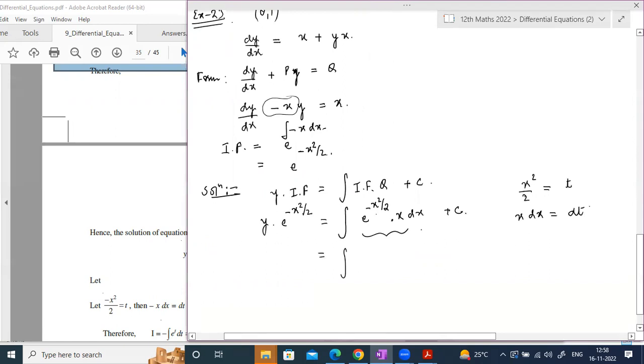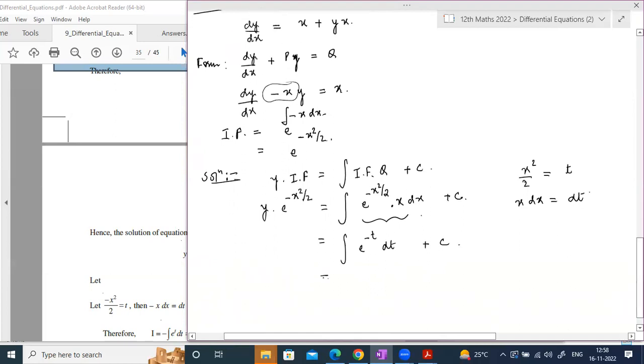So this integral will become the integral of e to the power minus t dt, isn't it? And the integral of e to the power minus t is minus e to the power minus t, and replace the value of t. We will get minus e to the power minus x square by 2. And this is our answer. y into e to the power minus x square by 2 is equal to this plus c.